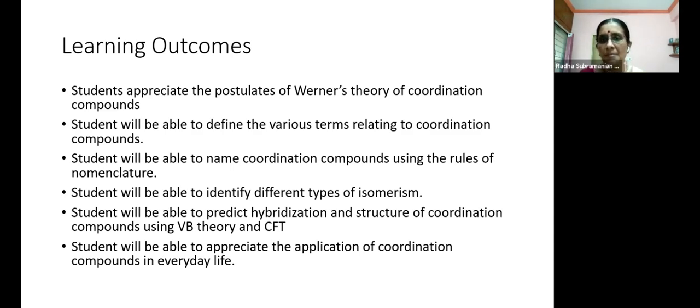Student is able to define the various terms relating to coordination compounds. This is another outcome that we expect. Like the favorite is denticity. How do you think we would define denticity? It's one of the terms. We know what is denticity, but then how do we put it across to children? What do we say denticity is? How do we define? And if the teachers could, how would we explain denticity? Or if you're asking them to define in a phrase, how would you define it?